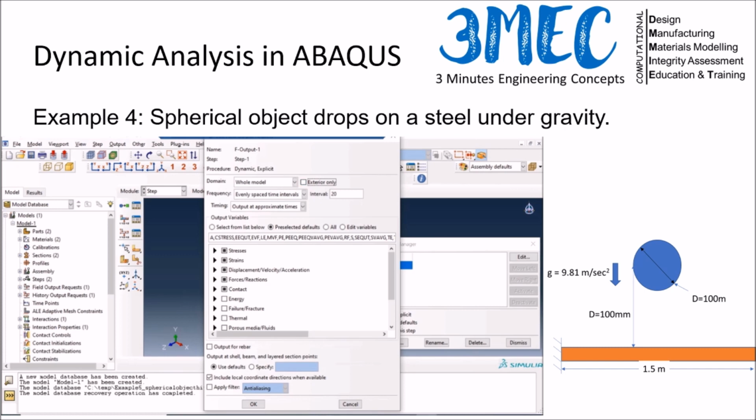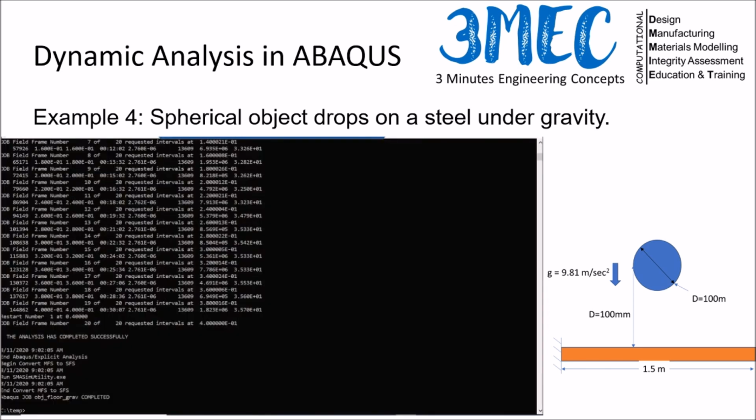So I can ask for more output, but then obviously my file size will be really big. In this case, I have asked for 100 outputs. So I'm dividing the total time of 2 seconds into 100 intervals, right? It will write after every interval, so 2 divided by 100, that many times it's going to write.